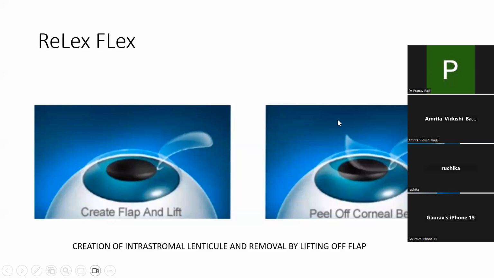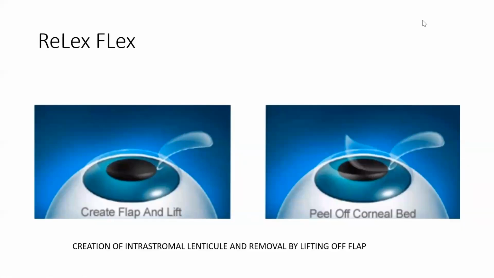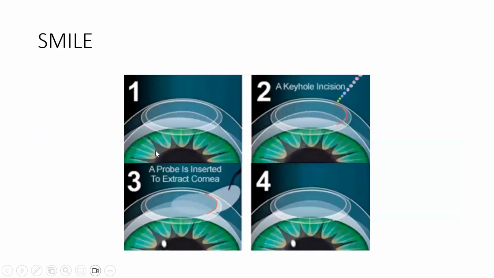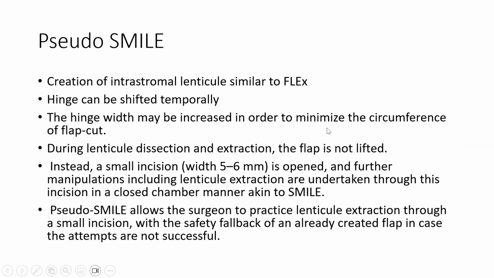So refractive lenticule extraction, femtosecond laser lenticule extraction. In this, just like femtoLASIK, we create a flap under which with the femtolaser we have created an intrastromal lenticule. After lifting of the flap, the lenticule is lifted off the cornea. In SMILE, a similar thing is done. An intrastromal lenticule is prepared, which is extracted through a very small keyhole incision in the cornea.